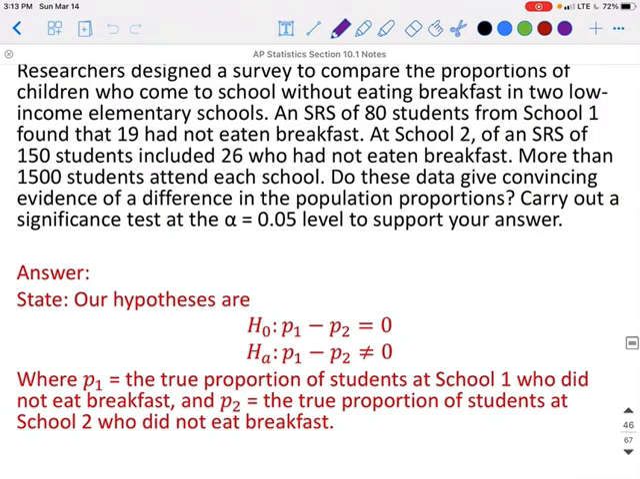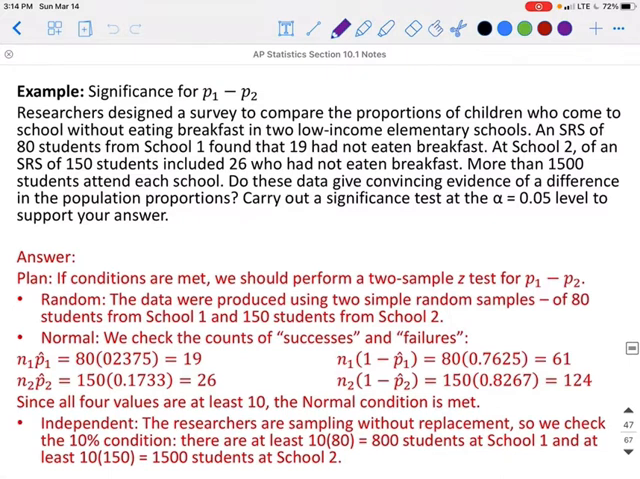So our hypotheses are that H sub 0 is p1 minus p2 equals 0. The alternative is p1 minus p2 does not equal 0, where p1 is equal to the true proportion of students at School 1 who did not eat breakfast, and p2 equals the true proportion of students at School 2 who did not eat breakfast. And we're going to do this at an alpha equals 0.05 significance level.